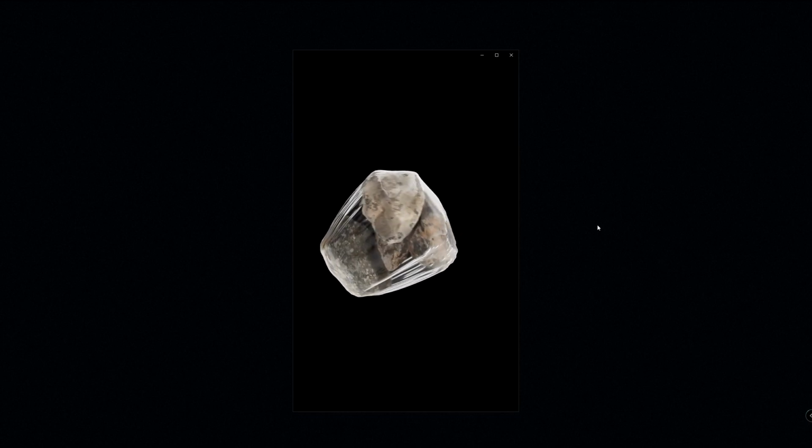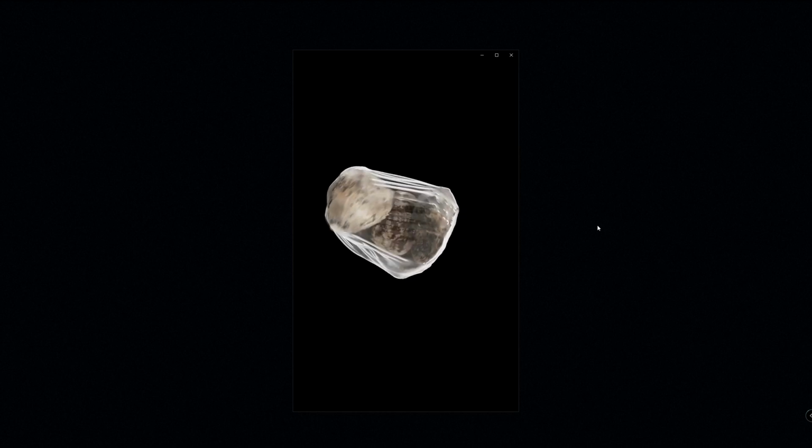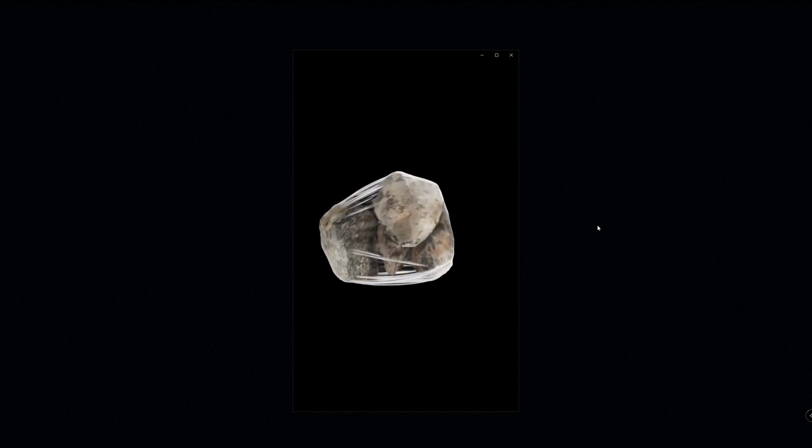Today, I'm walking you through one of the most straightforward ways that you can create a shrink wrap result just like this in either Octane or Redshift.